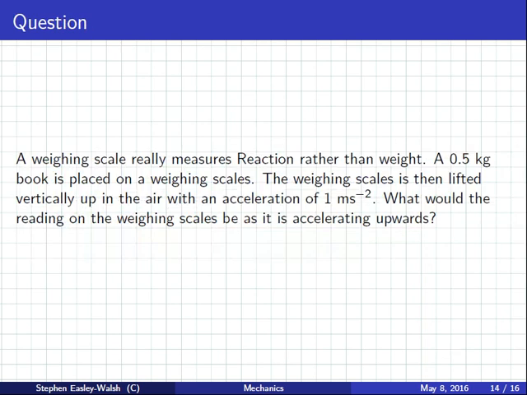This is an interesting one now. A weighing scales really measures reaction rather than weight. So, you know what a weighing scales are? So you have something, you put a weight on it and it tells you the weight. In fact, the weighing scales is not measuring the weight, believe it or not. It's actually measuring the reaction force. But we know if it's not moving, then the reaction force equals the weight.